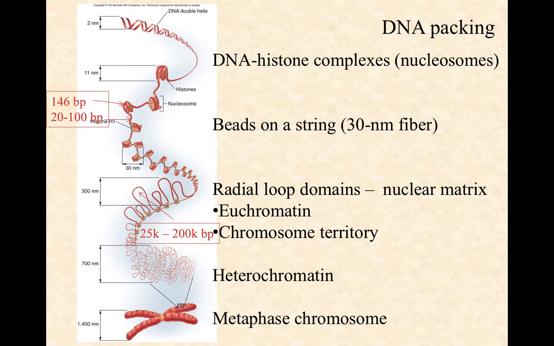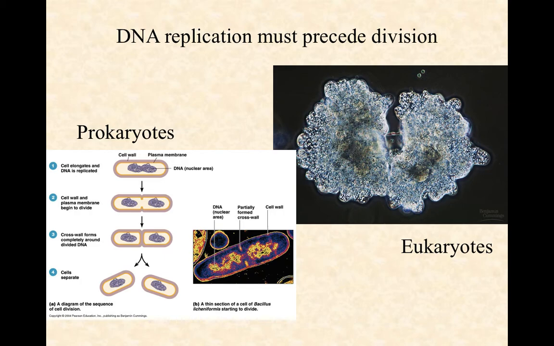So the DNA gets packed really densely through each of these levels of packing. If it's in the radial loop domains, we call it euchromatin, and it's accessible for gene expression. If it's packaged even further, if it's a region of a chromosome that's packaged further, or the entire chromosome, we call that heterochromatin. And at least temporarily, if not permanently, those genes are off limits for gene expression.